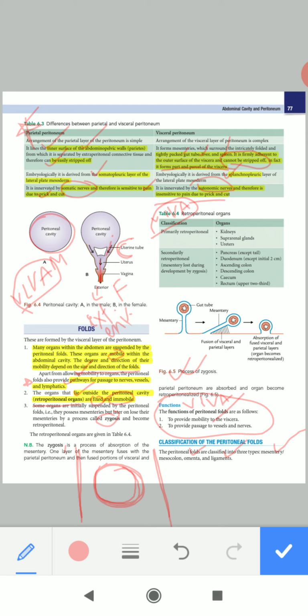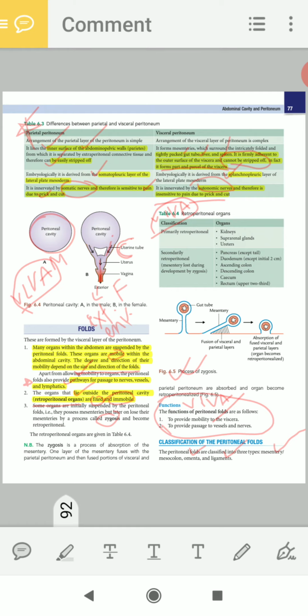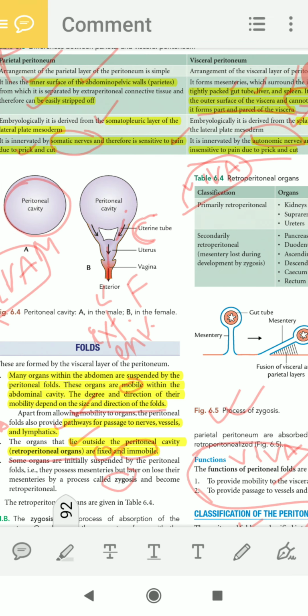Okay, so what are the retroperitoneal organs? We have to know. Before going to that, we have to know that some organs at first are intraperitoneal, but later on, as time goes on, they become retroperitoneal. Okay, so the process by which the abdominal organs convert from intraperitoneal to retroperitoneal is known as zygosis. Okay, zygosis. So let's see.